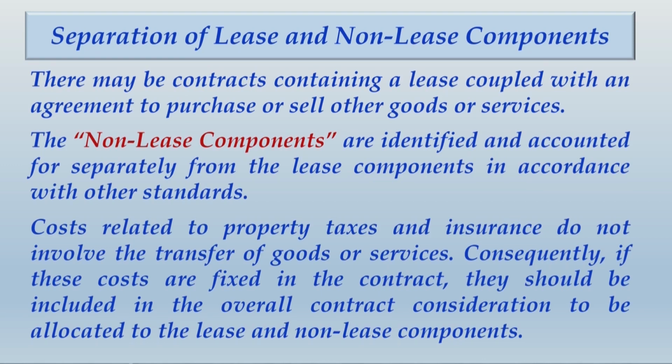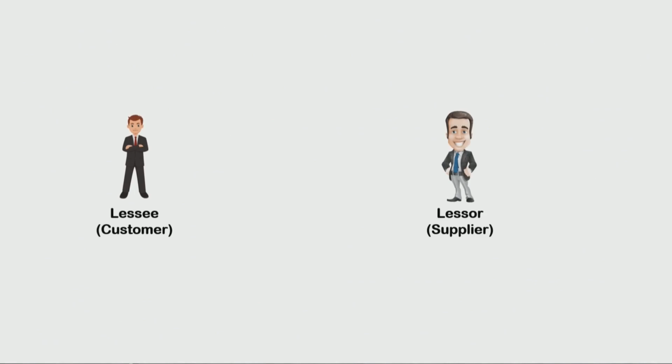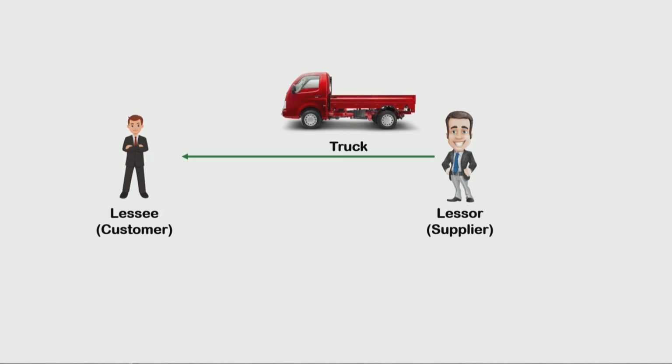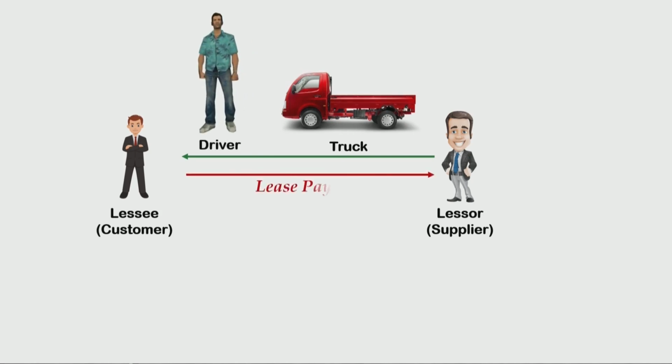Alright friends, you would have finished writing this whole thing. So to understand this concept in a little more depth, let us move ahead and take an example. There are two parties involved in a contract, the customer and the supplier, or the lessee and the lessor, and the lessee is taking a truck under a lease and the lessor provides a truck along with a driver, and therefore the lease payments made by the lessee to the lessor include the driver's salary as well.